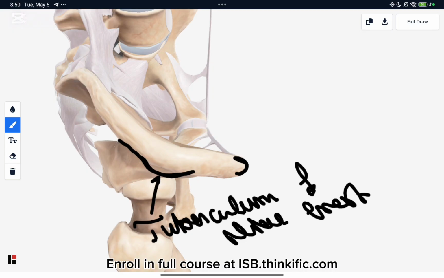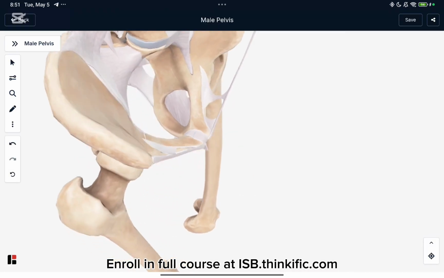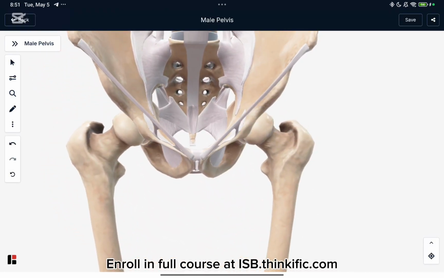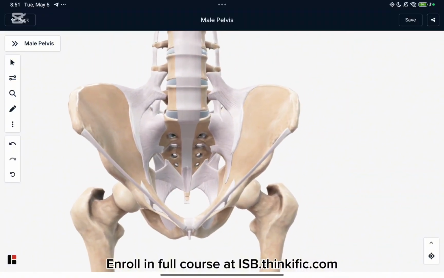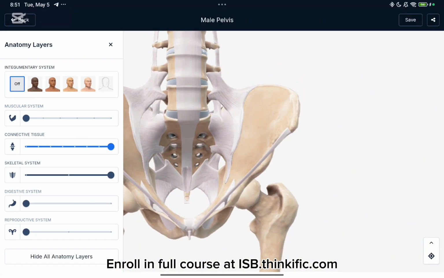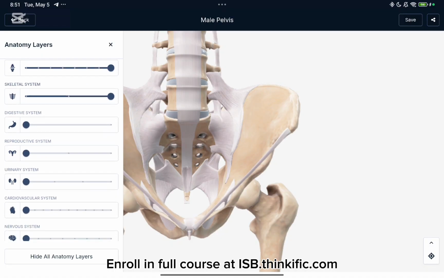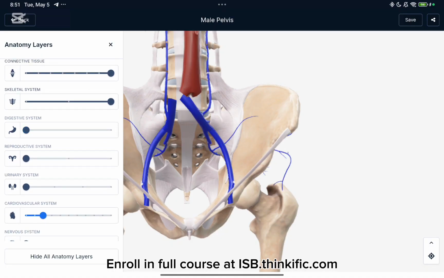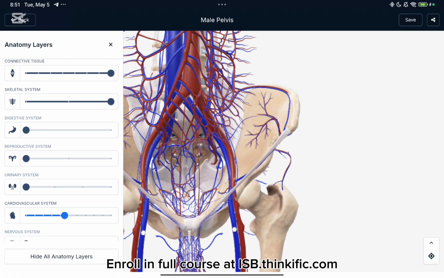It can be used as a site for bone marrow biopsy from the iliac crest. But why is it important in the exam? Let's go to the anterior view. Let's move a little bit up. Okay, I want to bring the big vessels into view to show you something so important.